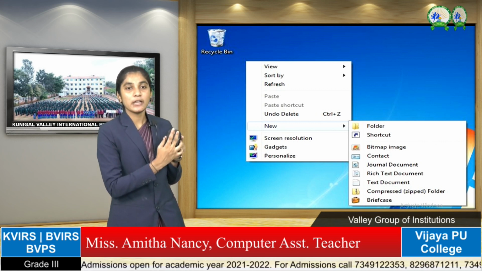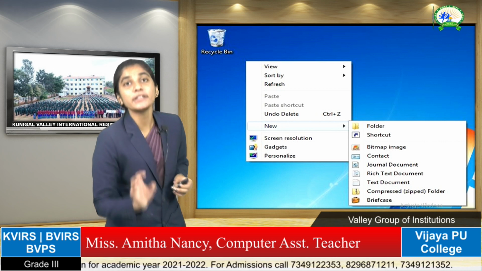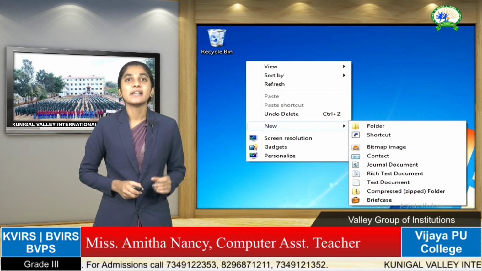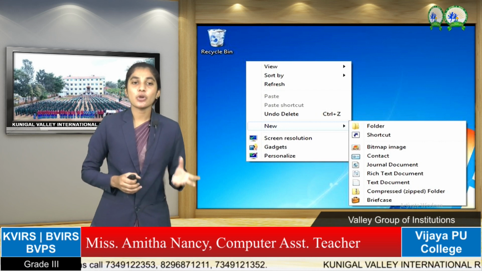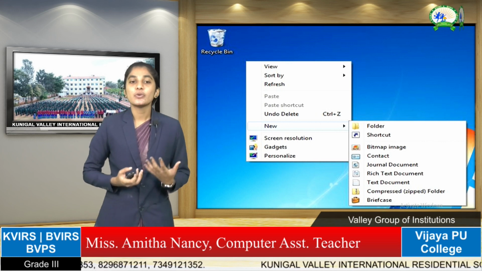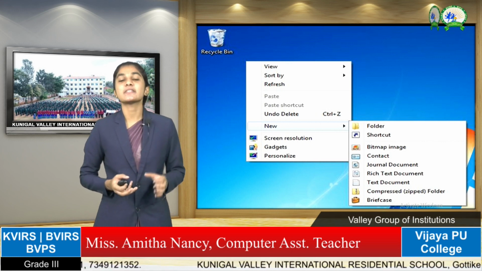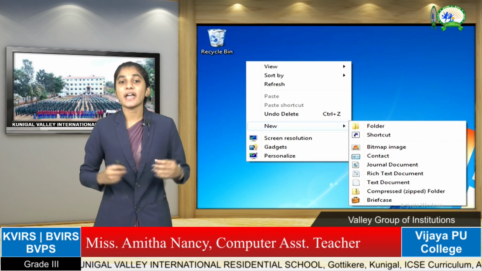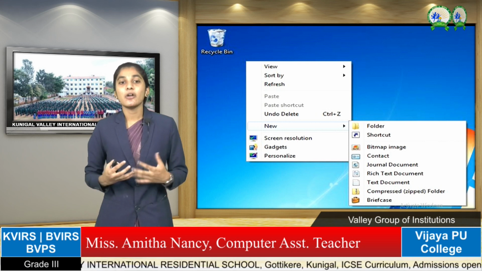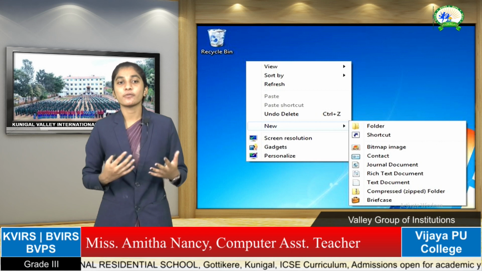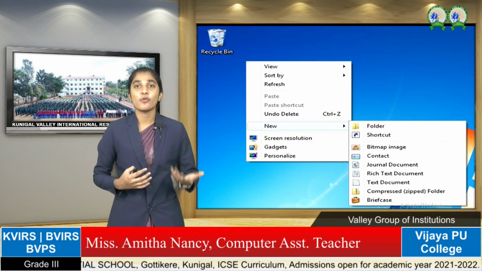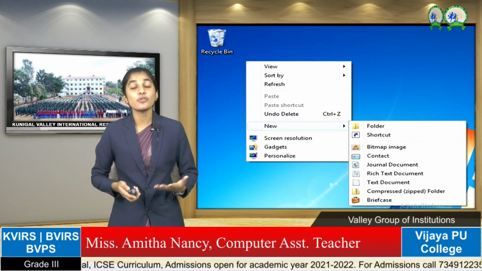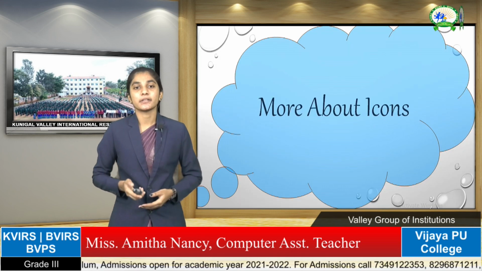When I click on the empty area on the desktop, right click, I will get options called view, sort by, refresh, paste, paste shortcut, undo, new, screen resolution, gadgets and personalization. I can do many things here. I have so many options. I can view what are the things that are there, or I can sort by. I can sort the files or the folders, or I can create a new file or folder, or I can use the shortcut methods. The screen resolution also we can change using this right click method.